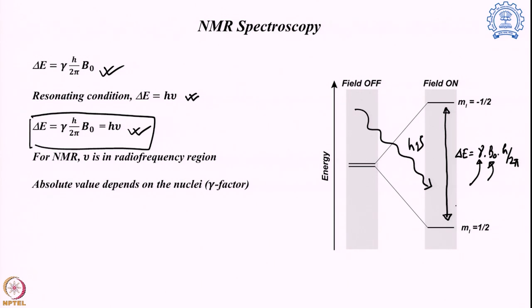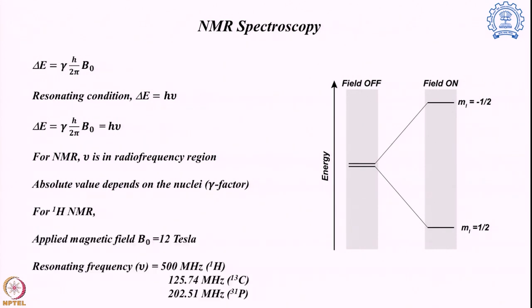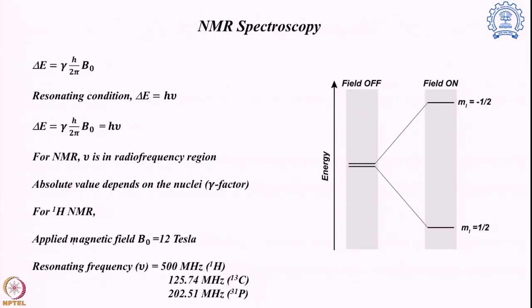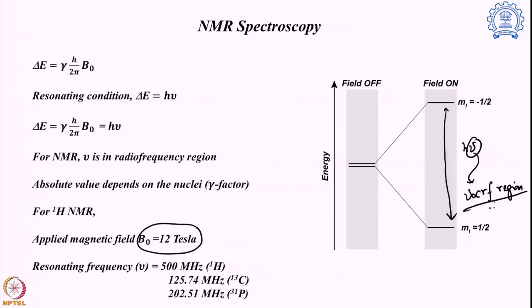As we just said, the difference of this energy state depends on two factors, the gamma value and the B0 value. So generally, we use a magnetic field strength around 12 Tesla. With that amount of magnetic field, we create enough space such that this space can be covered with a h nu, where the nu belongs to the radio frequency region. That says that this energy gap is actually pretty low, because radio frequency is one of the weakest electromagnetic radiations with respect to energy.